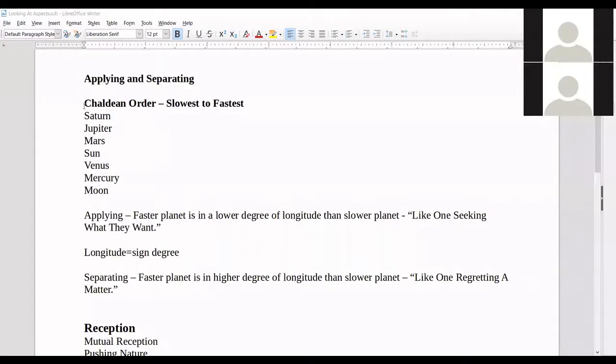So here, Gina, is the Chaldean order with planets from slowest to fastest. So the fastest planet is the moon. Saturn is the slowest. So I'll put that back up so people can look at it. Okay, what do we got going?